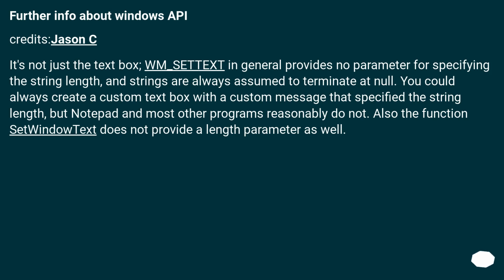Further info about Windows API. Credits Jason C. It's not just the text box, WM_SETTEXT in general provides no parameter for specifying the string length, and strings are always assumed to terminate at null. You could always create a custom text box with a custom message that specified the string length, but Notepad and most other programs reasonably do not. Also, the function SetWindowText does not provide a length parameter as well.